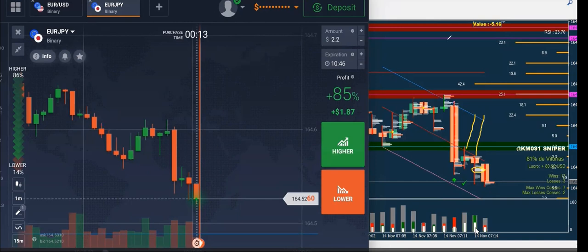Here also the value is minus 5.12, too large a negative value. So it will be risky to place a buy trade. It will be very much risky. So a buy trade should not be placed here.